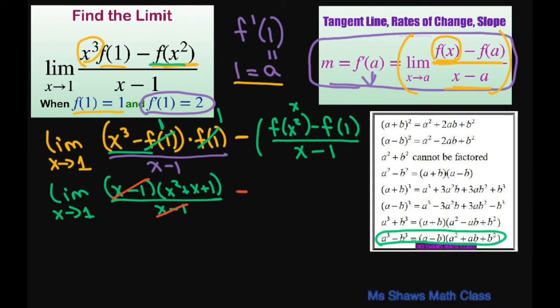Now this one, I'm going to go ahead and write this as minus f of x squared minus f of 1, divided by... I need to match these up. These x's have to be matched up. I have an x squared here, and I just have an x here. So I need it to be x squared. So what I can do is multiply my numerator and my denominator by x plus 1.